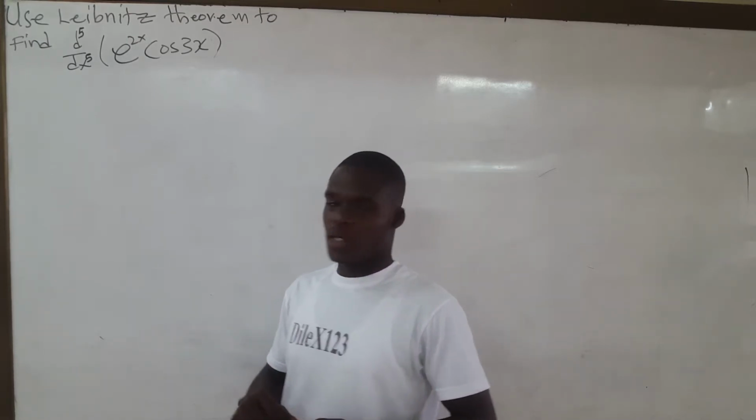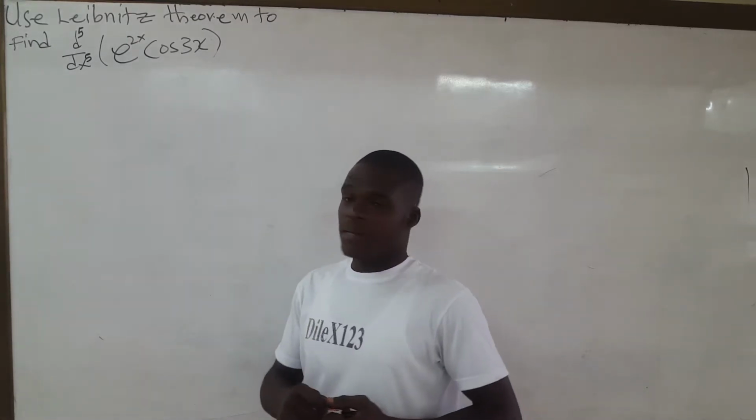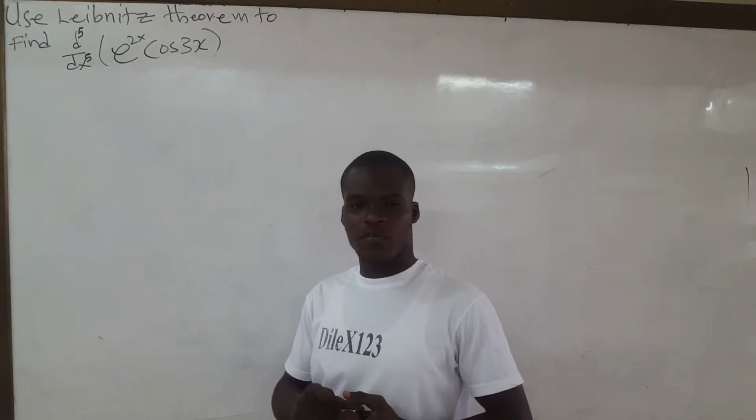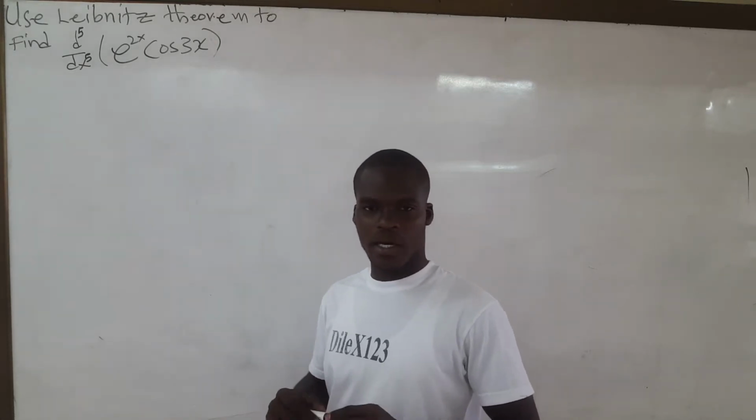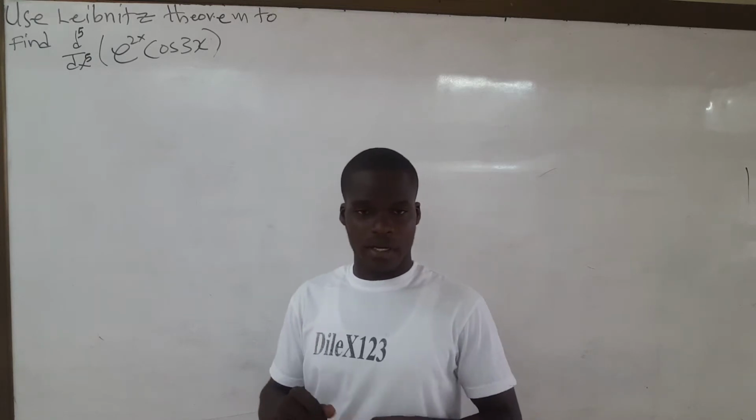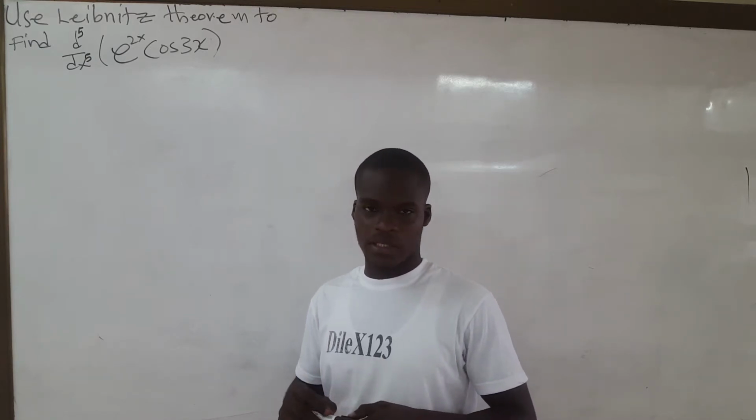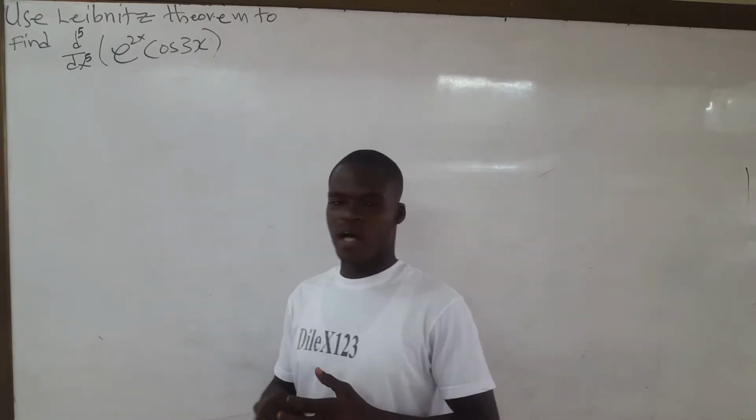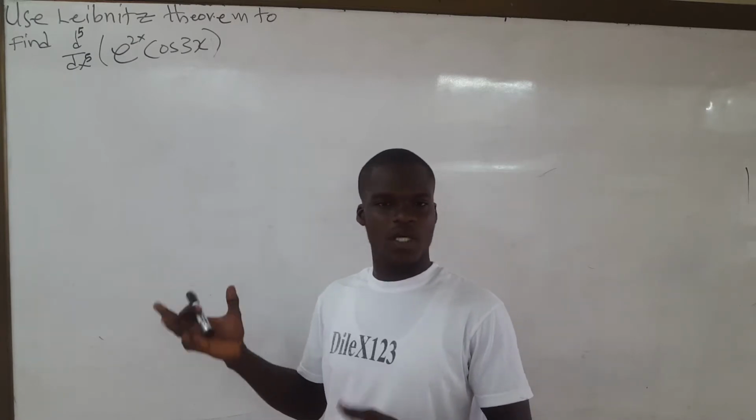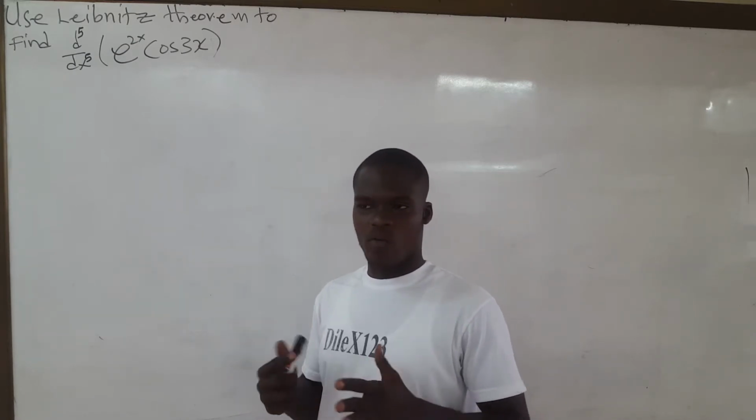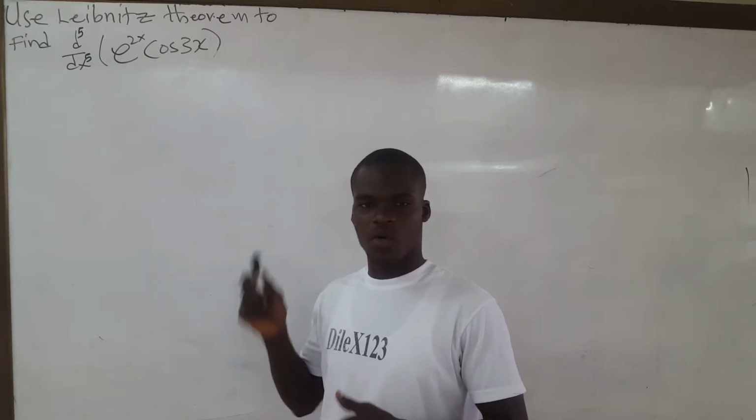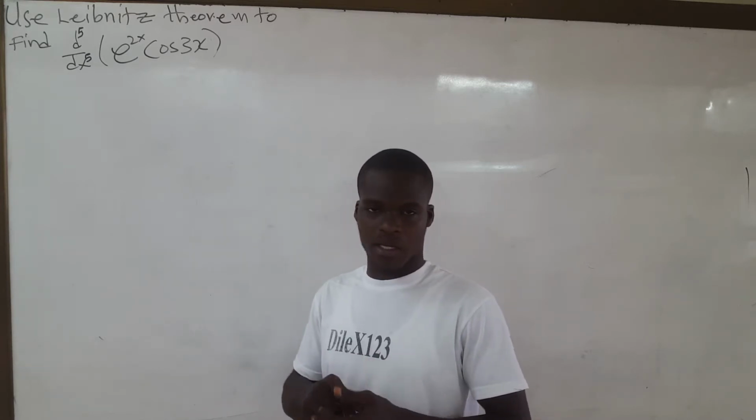Today we have to use Leibnitz theorem to find the fifth differential of e exponent 2x times cos 3x. So how do we even do that? In order to begin, we need to identify the different functions we have here. We have one function, e exponent 2x, multiplying another one, that's cos 3x.